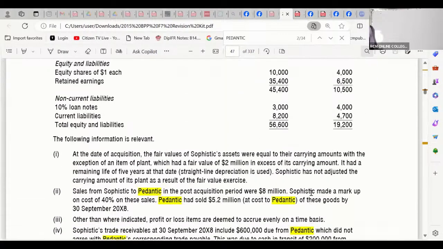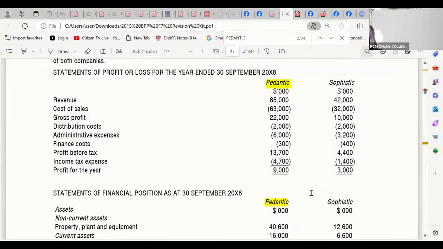So then in this case here, what do I do? The first thing that I will do whenever you tell me to consolidate, I will come here to consolidate profit and loss. You are a good examiner. You want me to pass? I will come here and write Pedantic Group, consolidated income statement. So I'm consolidating now.